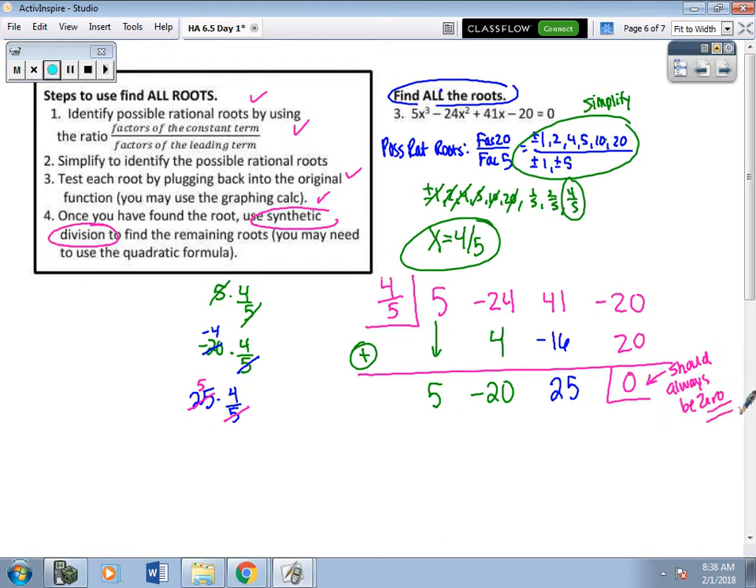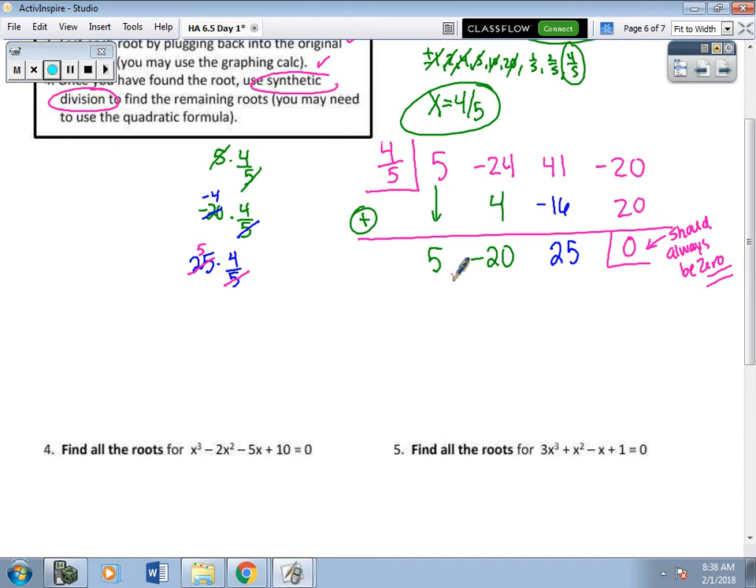If it's not 0, then you did something wrong. Now, throw back on, this is our constant, our linear, and our quadratic. So we have 5x squared minus 20x plus 25. Technically, this is equal to 0.